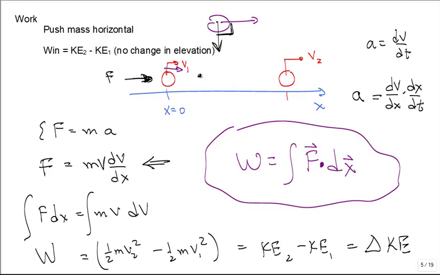Zero, zero, zero, because this dx is 90 degrees. What was the fancy word for they're perpendicular, they're what? Orthogonal.